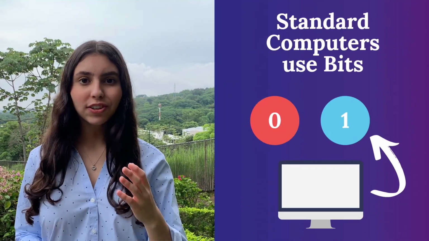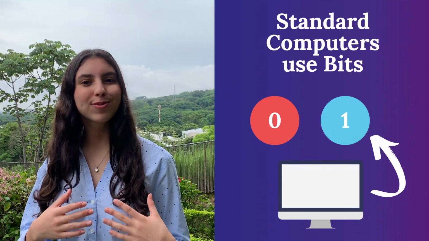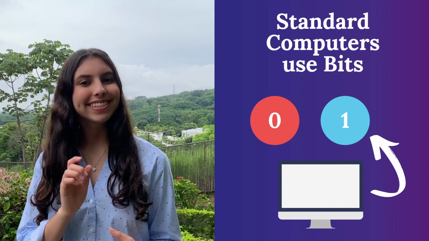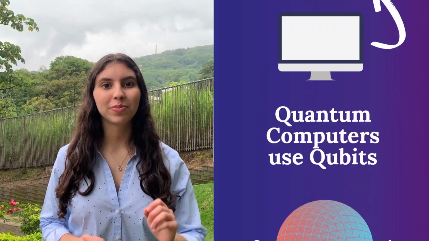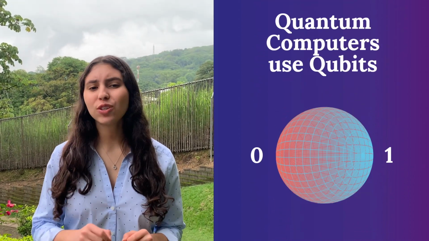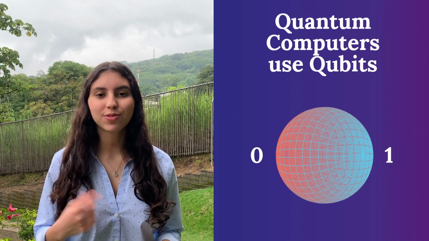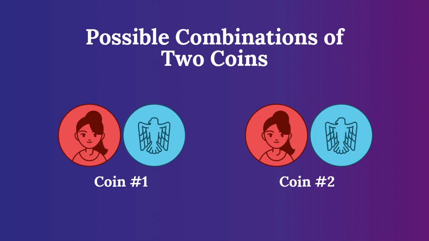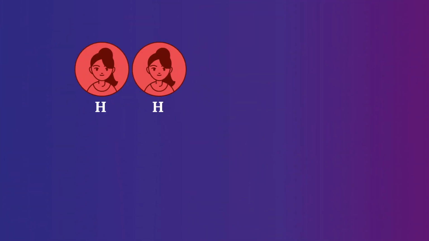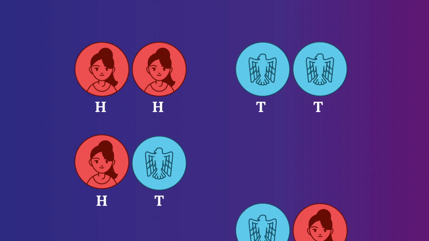You see, standard computers use bits, which allows them to store information in two states, 0 and 1. However, quantum computers consist of qubits. They use particles that are in a state of superposition so that they can hold the state of 0 and 1 at the same time. For example, let's imagine we're trying to represent all the possible combinations of heads and tails of two coins. The possibilities would be HH, TT, HT, and TH.